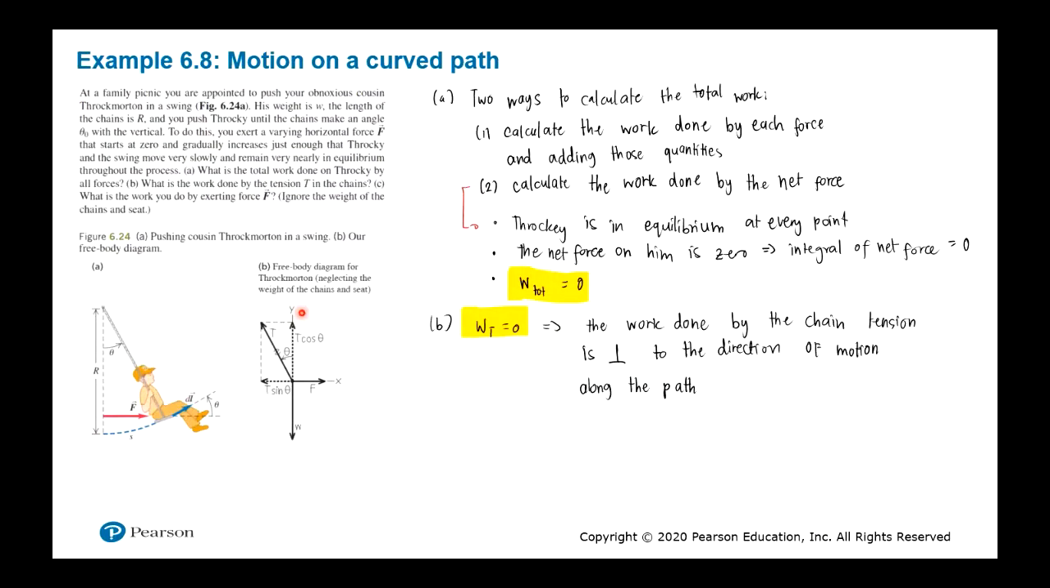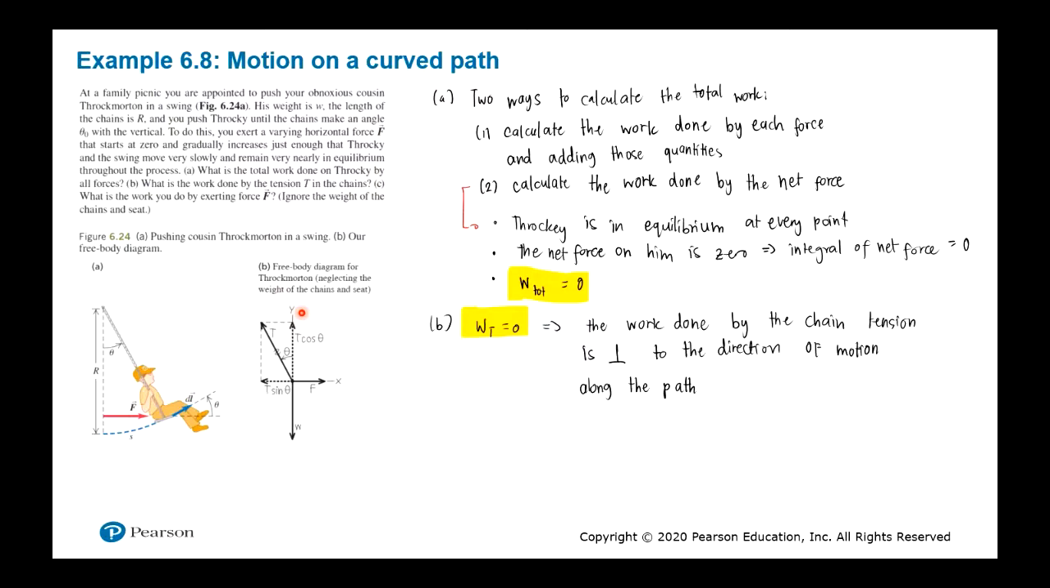All right, next example. This first part is more conceptual, because the answer is zero. So anyway, at a family picnic, you are appointed to push your obnoxious cousin, Throckmorton, that is an obnoxious name also, in a swing. His weight is W, the length of the chains is R, and you push Throcky until the chains make an angle theta naught with the vertical.